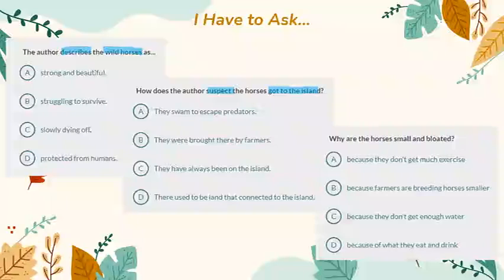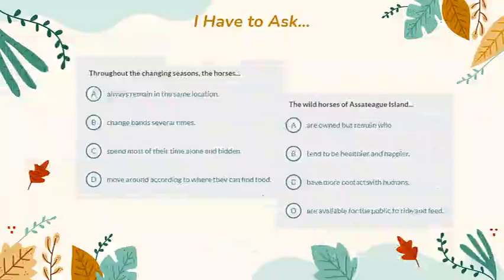And the next question, why are the horses small and bloated? Well, that's a good question. So we want to know why they're small and bloated. So I will highlight that on question 3. Let's look at 4 and 5 as well. So throughout the changing seasons, the horses blank, and we're going to find that answer. So I want to focus here on changing seasons. I guess they're talking about winter, spring, summer, fall kind of thing.